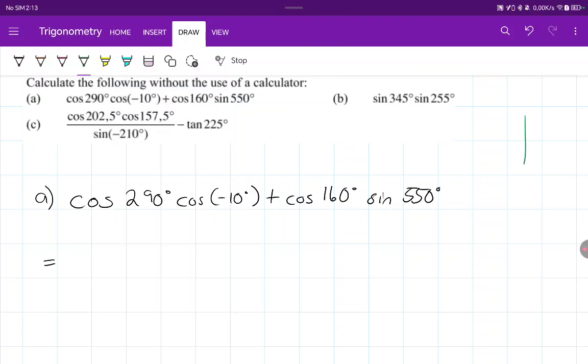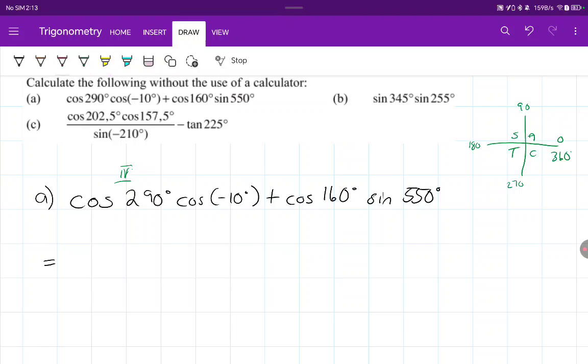So if I do my little cos diagram, then I can identify where everyone is, because I can put my angles in there: 0, 90, 180, 270, and 360. I use this to identify my quadrants. So cosine of 290 is bigger than 270, smaller than 360. This is in quadrant 4.